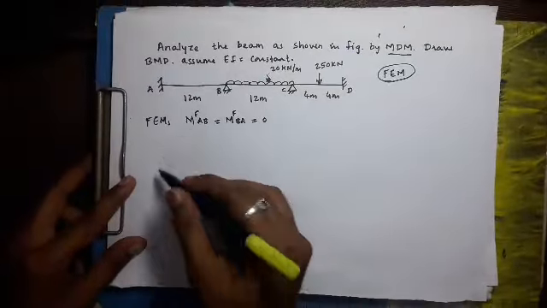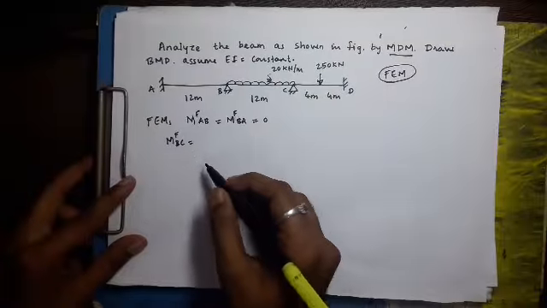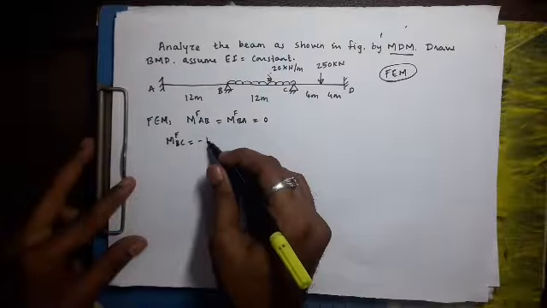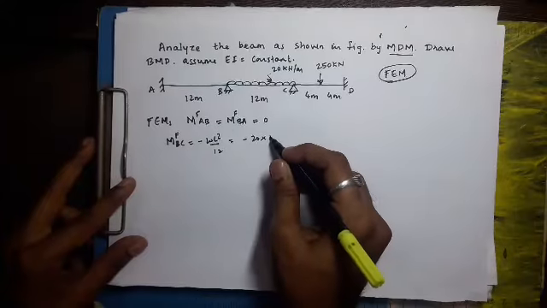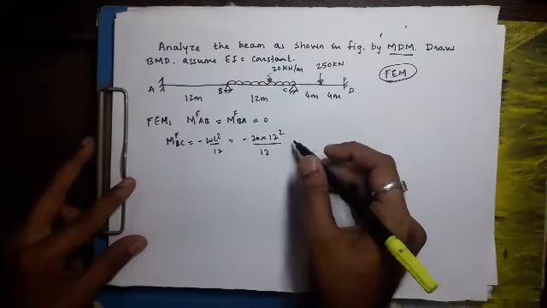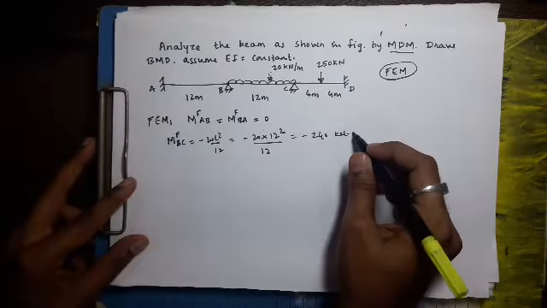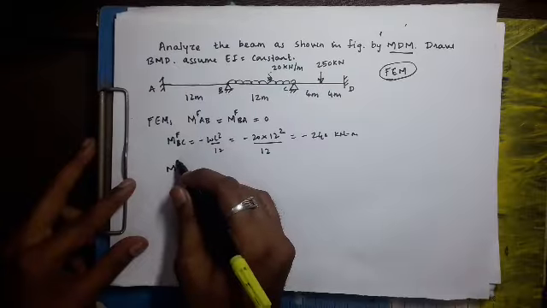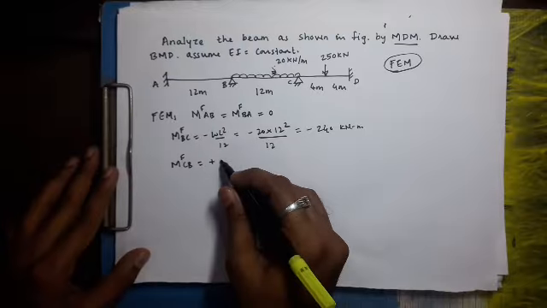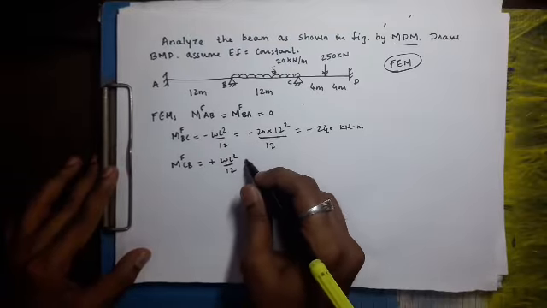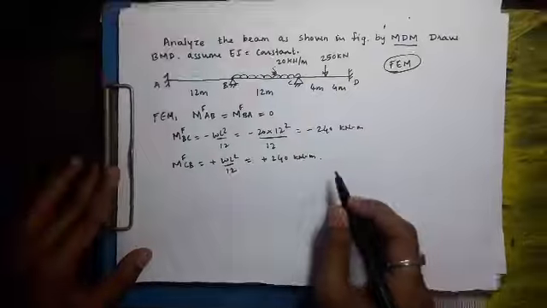And BC is having UDL over the entire span, so MF BC equal to, I will write down the formula, minus WL square by 12, means minus 20 into 12 square by 12. So you will be getting minus 240 kilonewton meter. MFCB, same formula, but sign will be plus WL square by 12 equal to plus 240 kilonewton meter.